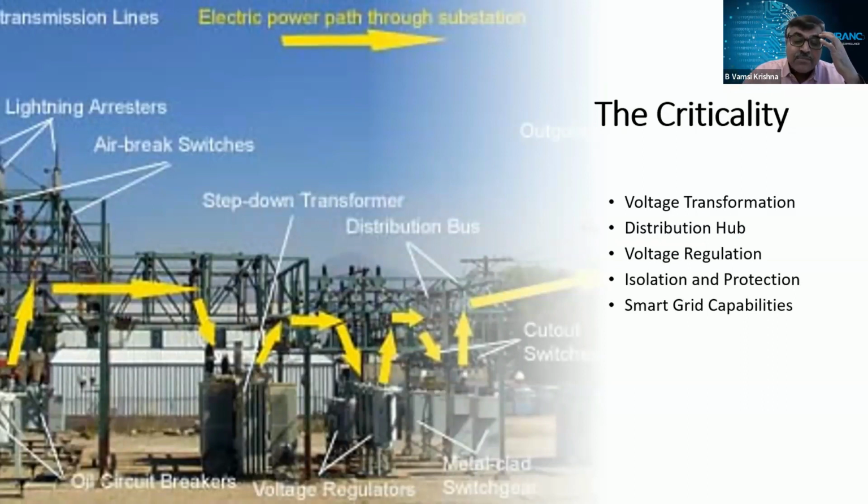Nowadays, we have smart grid capabilities also, wherein modern substations are at the heart of the transition to smart grids. They're equipped with advanced monitoring and control systems, be it SCADA, etc., allowing for real-time data collection, remote control, and implementation of technologies such as video management systems and video analytics for enhanced safety and operations.